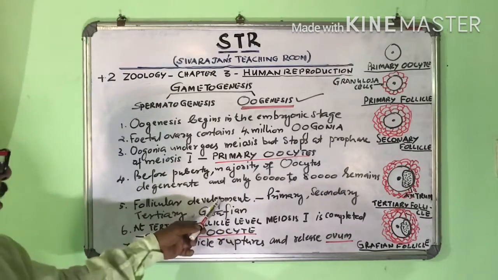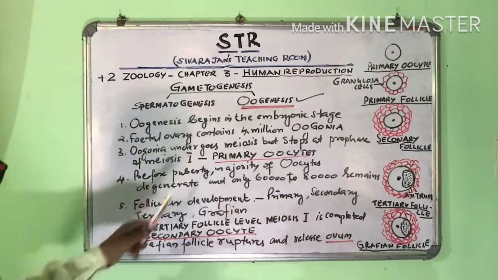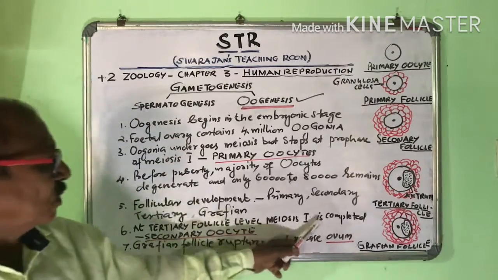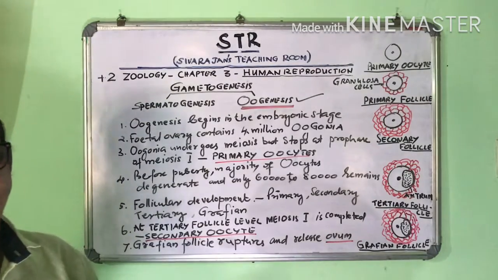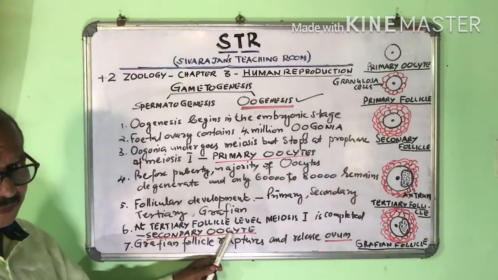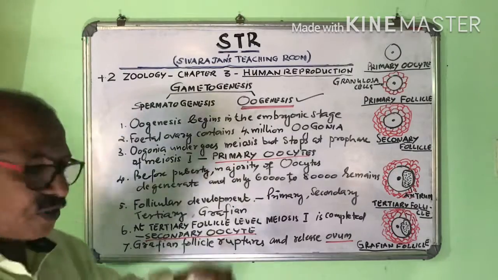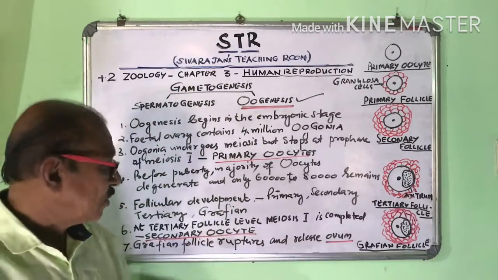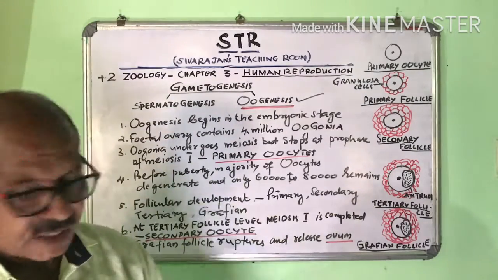Then the follicular development. The primary oocyte develops into primary follicle, then secondary follicle, then tertiary follicle and graafian follicle. At tertiary follicle level, meiosis 1 is completed and 2 haploid cells are formed. One is large and one is small. The small is called the polar body. It is destroyed, and the other cell is the secondary oocyte. At this stage, the graafian follicle ruptures due to the sudden increase in the level of LH and FSH, and the ovum is released, and this is called ovulation.